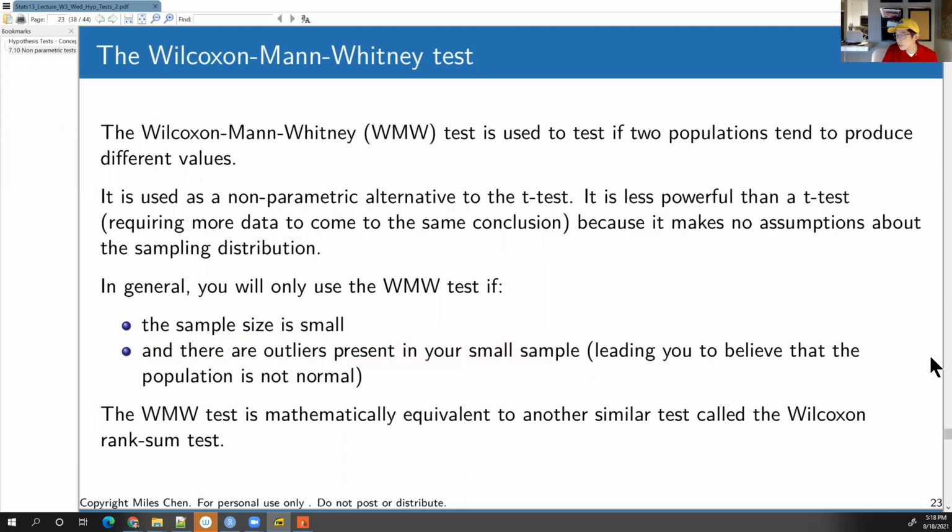There is another test known as the Wilcoxon rank sum test, and they are mathematically equivalent, even though the process to come to a conclusion is a little bit different. Any questions on this? Does this kind of make sense? This criterion: only use the Wilcoxon-Mann-Whitney test if the sample size is small and you have an indication that it's not normal, meaning you've got outliers present in your small sample.